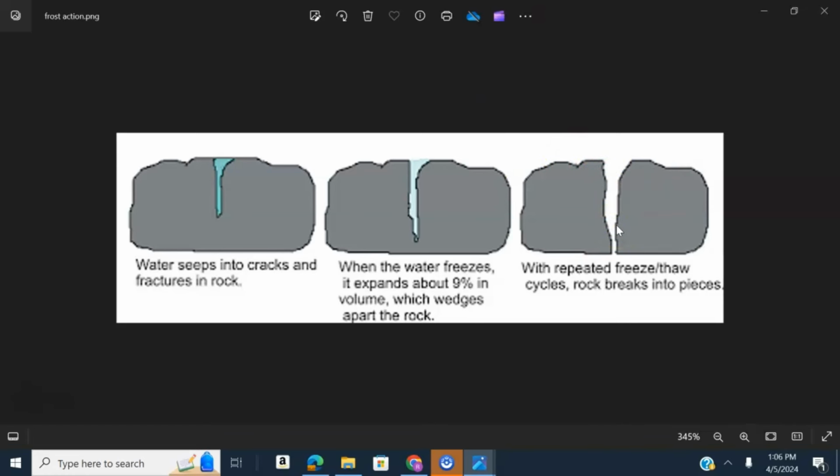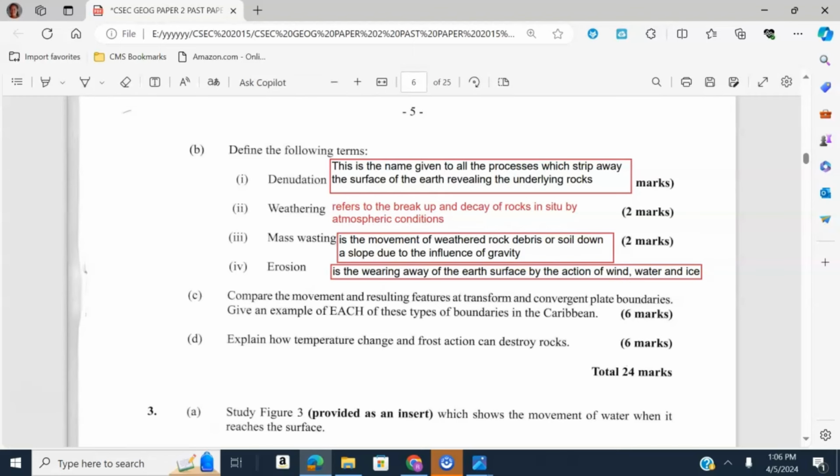So this constant expanding and contracting over and over will basically result in the rock splitting apart, right? It's forcing the crack to enlarge, and over time, it will basically cause that piece of the rock to break off from the parent rock. So we call that frost action. That was 24 marks. Once you were able to explain or attempt to answer all of these questions, that would have been 24 marks for you.